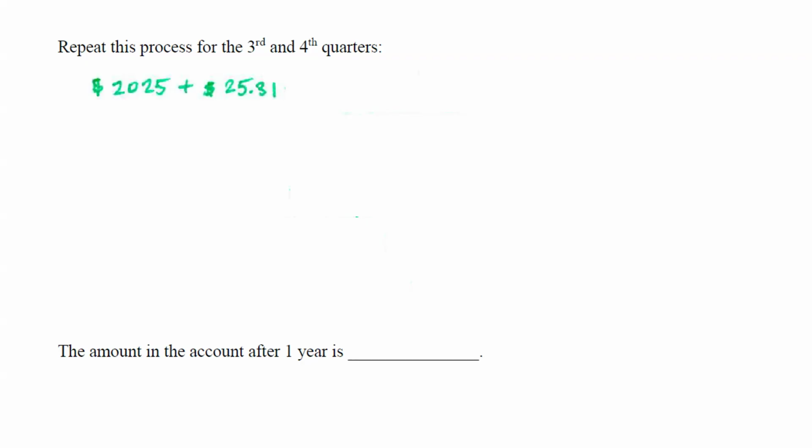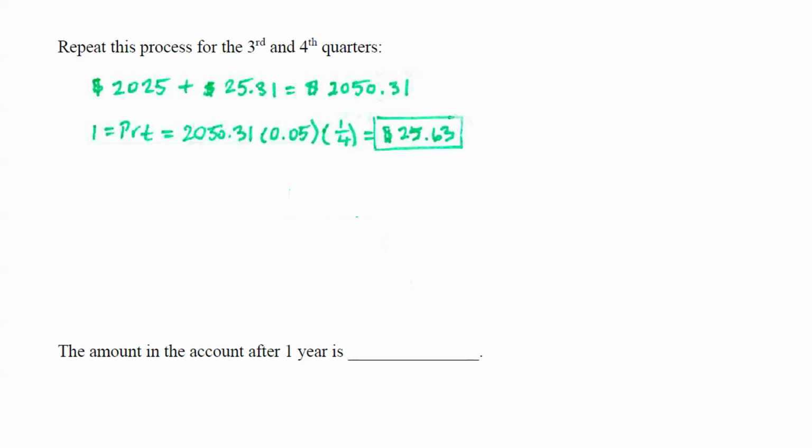So for quarter 3, we're going to take the principal from quarter 2, add the interest that's earned, and we'll get a total of $2,050.31. Then we'll find the interest that's earned on this principal by taking I equals PRT, multiplying it by the rate and the time, 1/4, which is the next 3 months, which gives us an interest of $25.63.